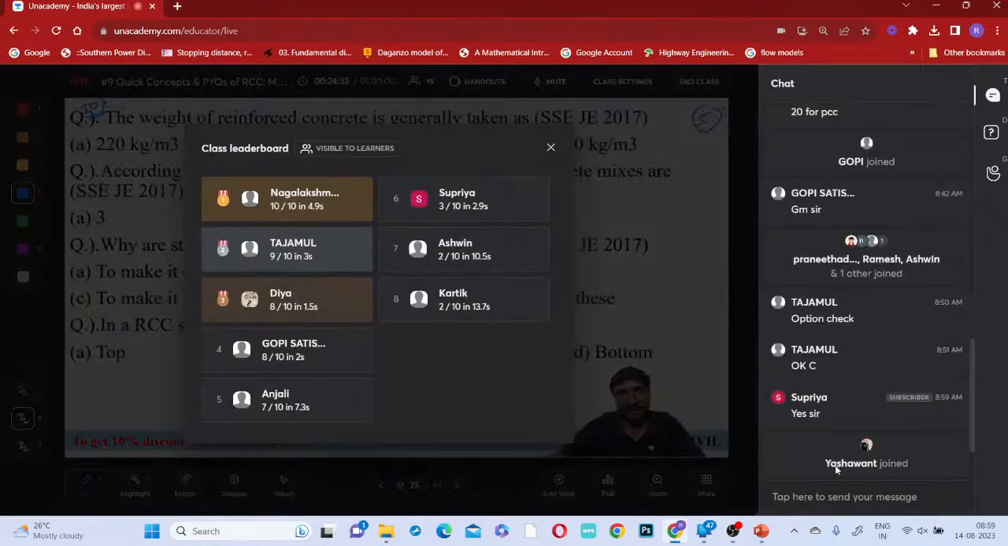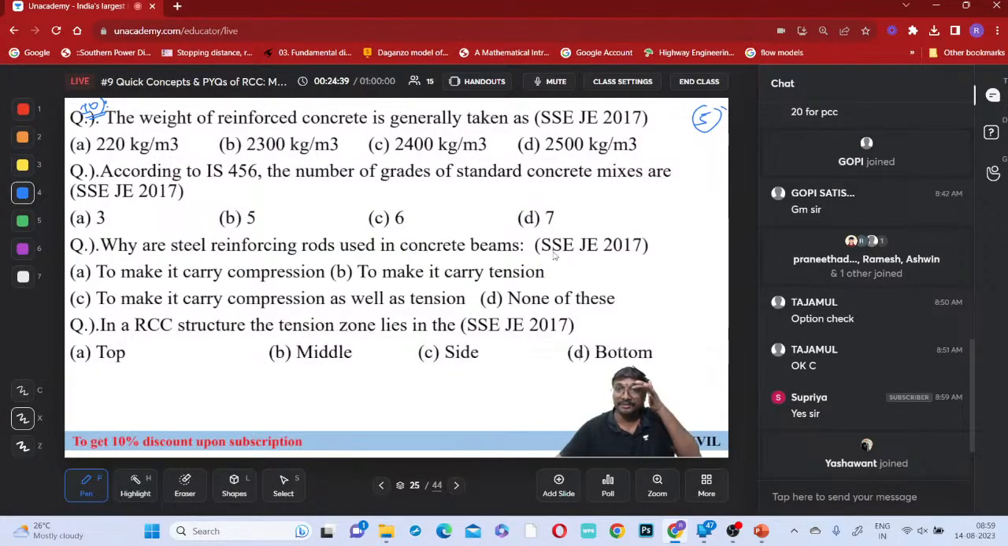So this is the leaderboard. Nagalakshmi first, Tajamul second, Diya third. Yashwant, good morning. Praneeth, Ramesh, Ashwin, everyone, good morning.